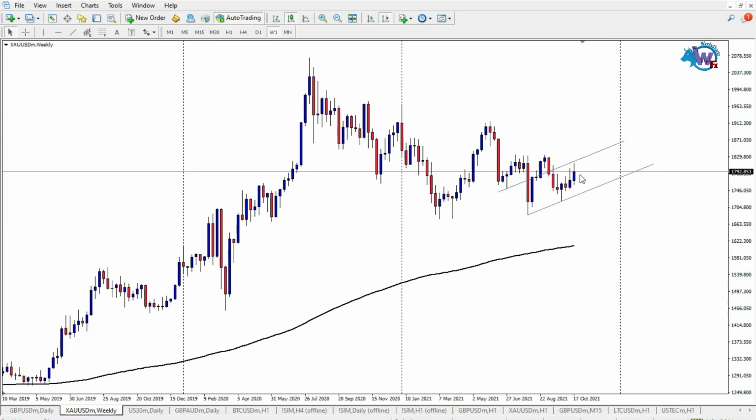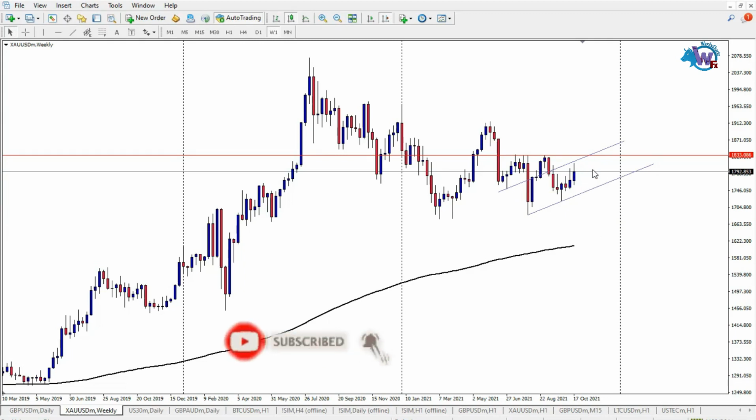So there's a high probability that gold is going to push higher all the way to test this level, which is 1833 price area. So gold is setting up for a bull run. So not until it breaks this upper channel and rejects back into the channel, then we can now start looking for sales to the downside. That is the perspective on gold.